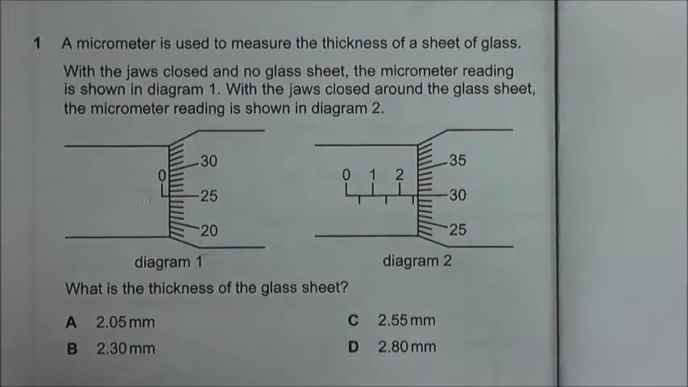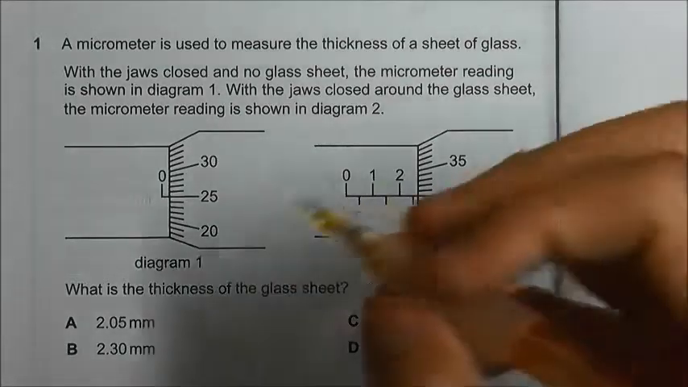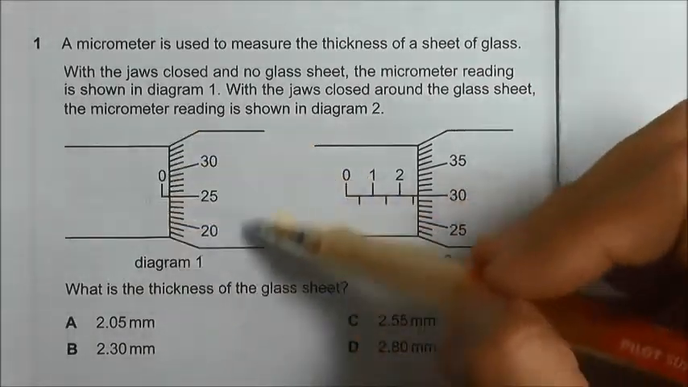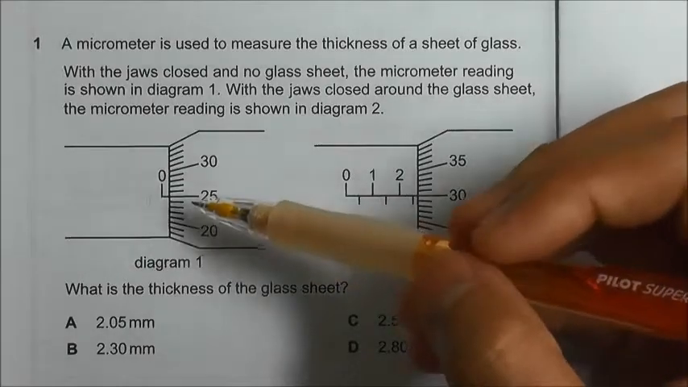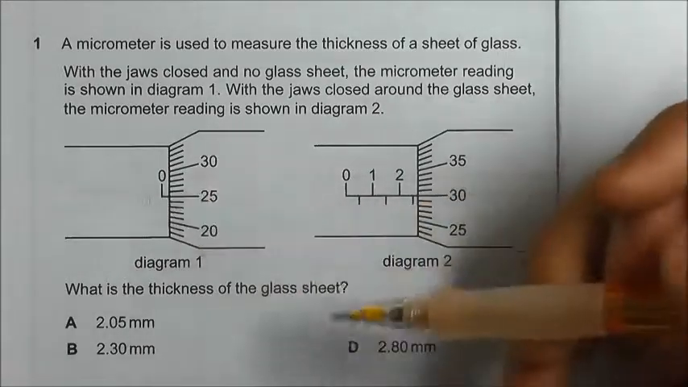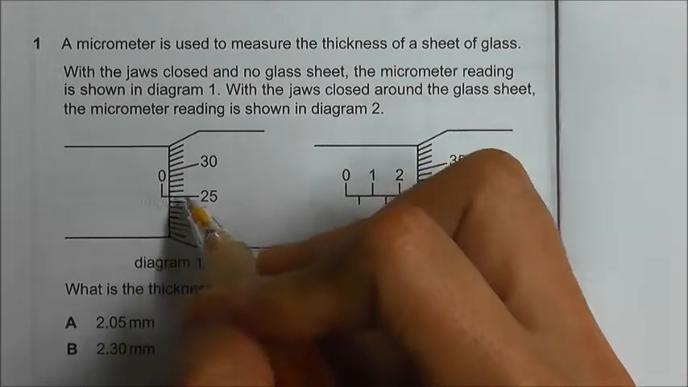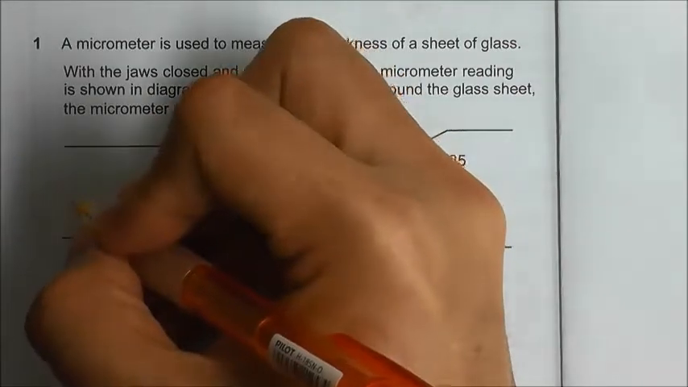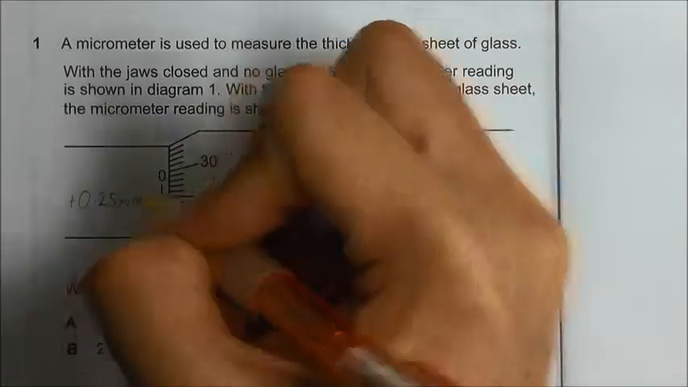Okay, in this question, we have two diagrams of the micrometer screw gauge. The first diagram is the picture of the micrometer scale when it is closed. There is a zero error because we see that there is a reading here. We look at the main scale, there is no reading, and the circular scale points to 25. So this zero error is 0.25 mm.